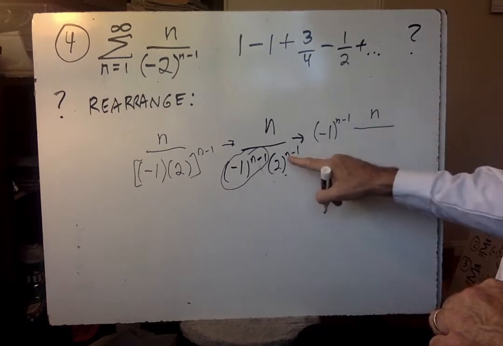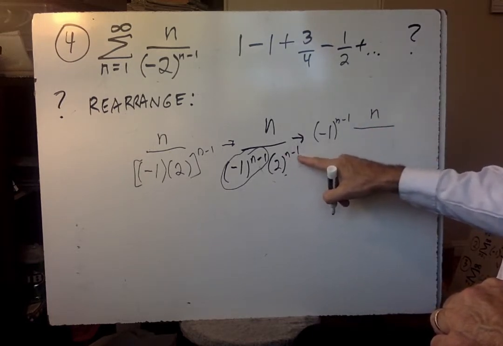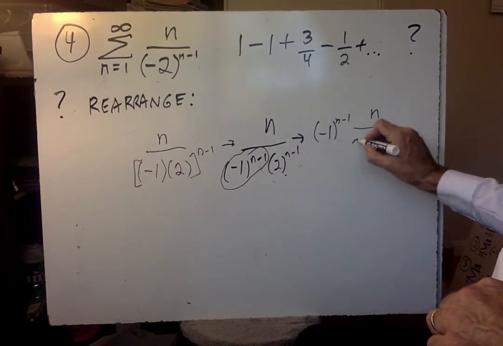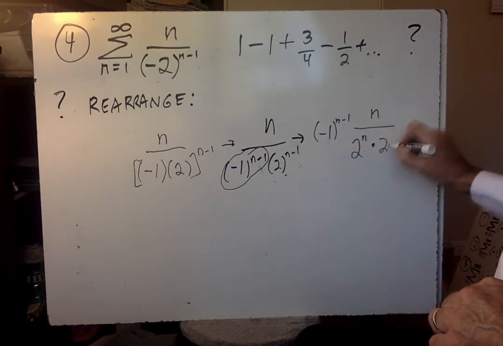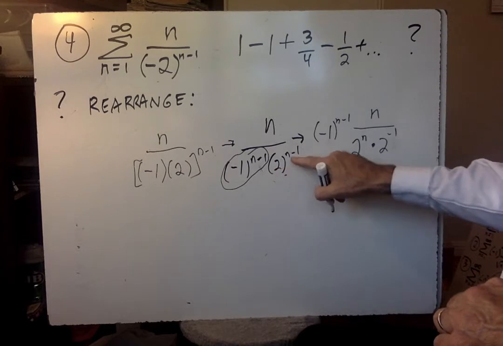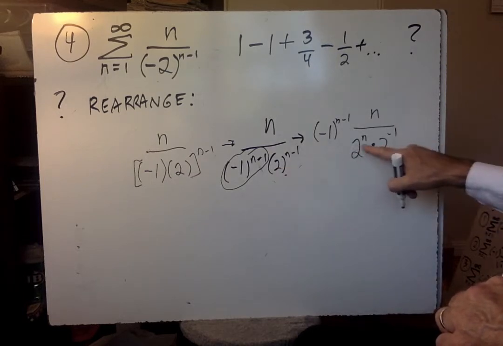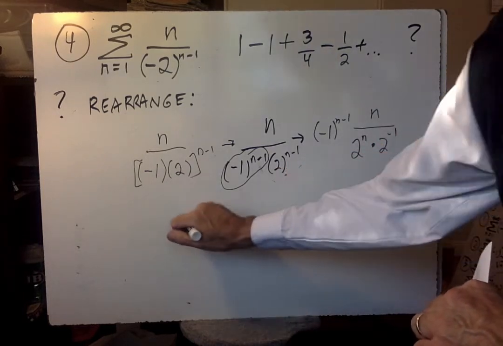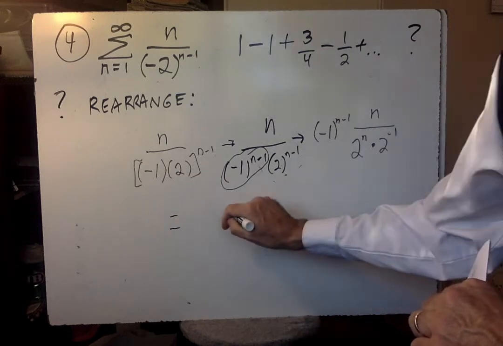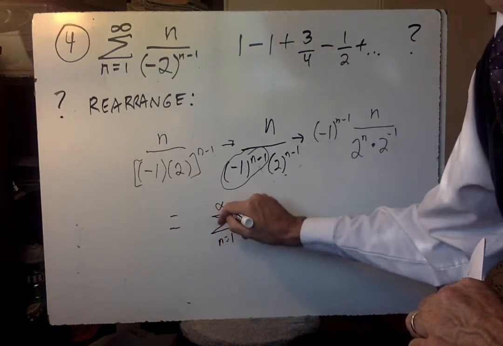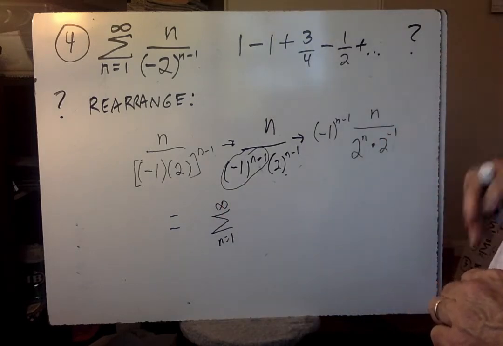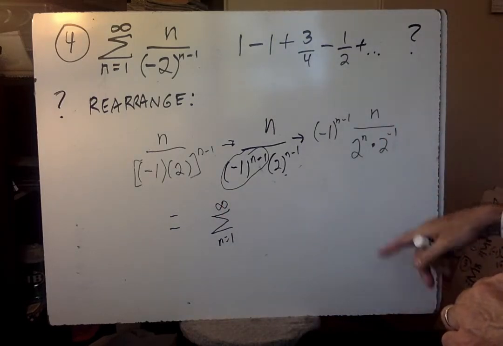times n, and then this is a two-part exponent, so write it like two things multiplied together: 2 to the n times 2 to the negative 1. Right? 2 to the n times 2 to the negative 1, add the exponents here and you would get that. And finally, let's rearrange the whole thing so we put it in the form that we're familiar with.